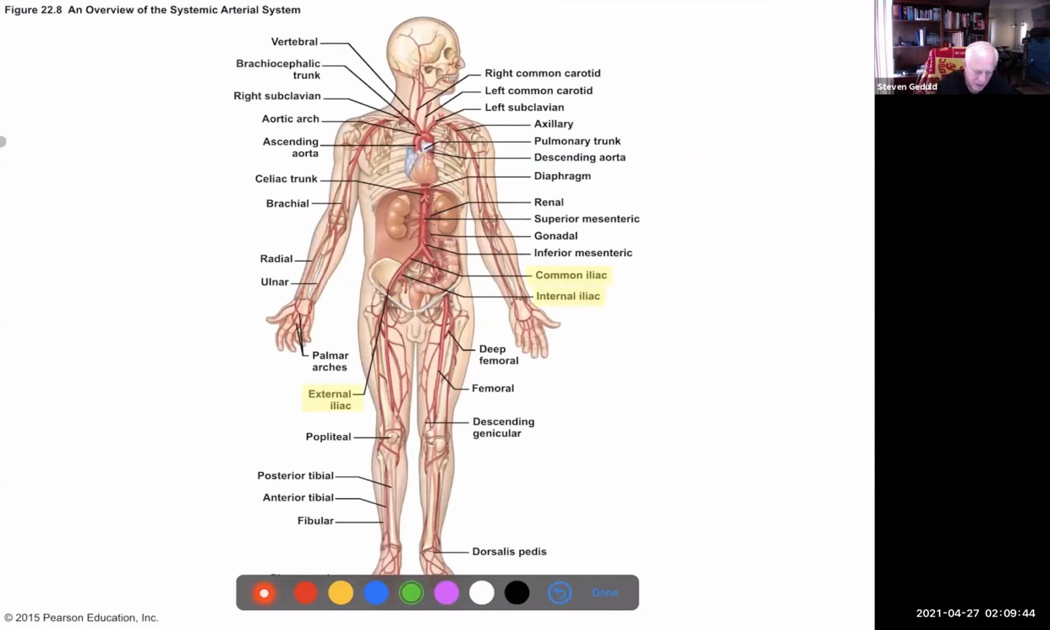All right, so here's the common iliac branching off the descending aorta. And it branches into the external iliac and the internal iliac.